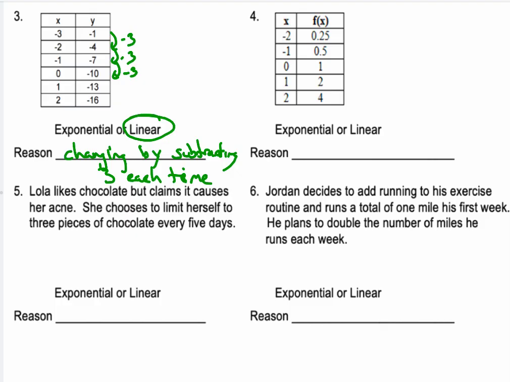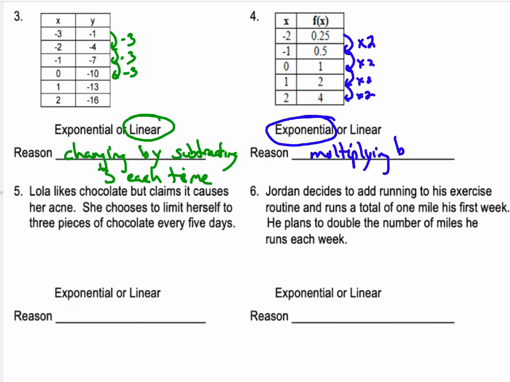For the next one, I went from 0.25 to 0.5. Well, that's times 2. Then 0.5 to 1 is times 2. 1 to 2 is times 2. 2 to 4 is times 2. This is going to be an exponential function because they're multiplying by 2 each time. Okay, sorry for my handwriting there. So we're looking at, are they growing by the same steady amount, or are they multiplying, which means it's getting bigger and bigger and bigger each time.